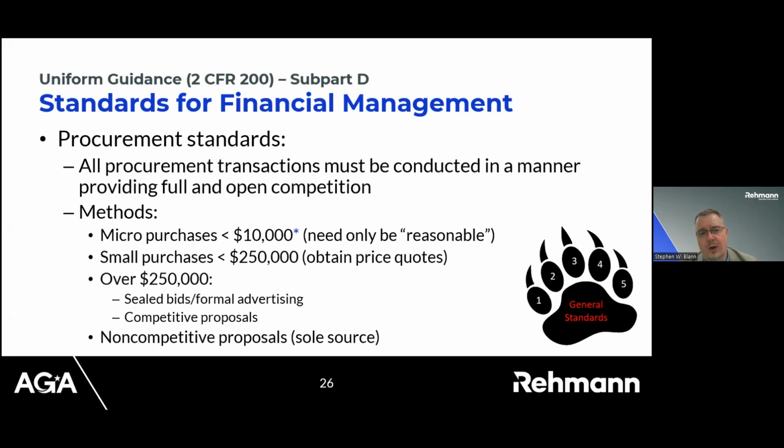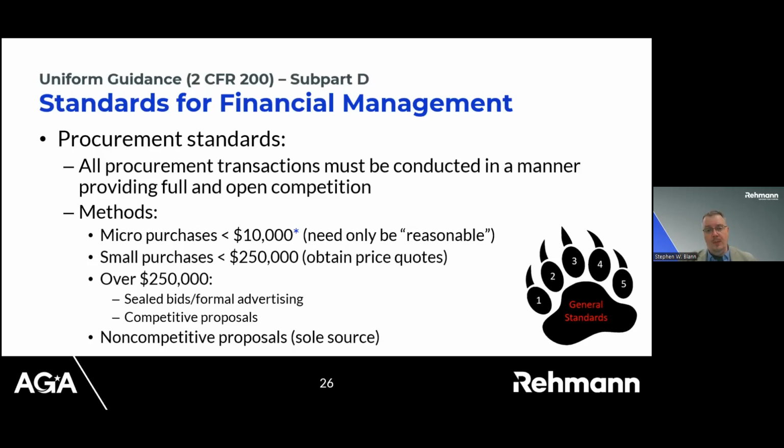So here is what the OMB refers to as the procurement bear claw. Makes me hungry for a sugar glazed cinnamon roll or something. But the procurement bear claw identifies the general standards that we always have to follow, and then the 5 specific ways that purchases can be made depending on the size. Now, overall, our objective is all procurement transactions must be conducted in a way that is providing for full and open competition. Great, but what does full and open competition really mean from a practical perspective?